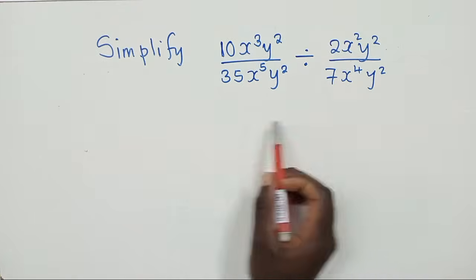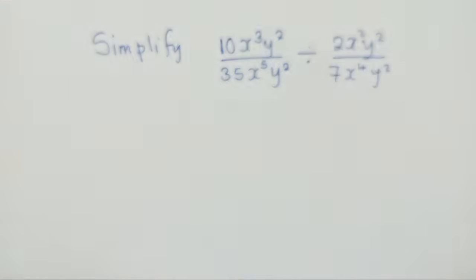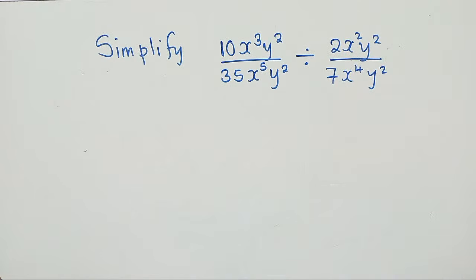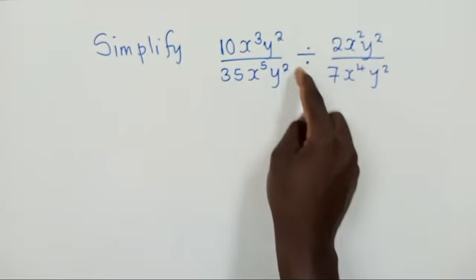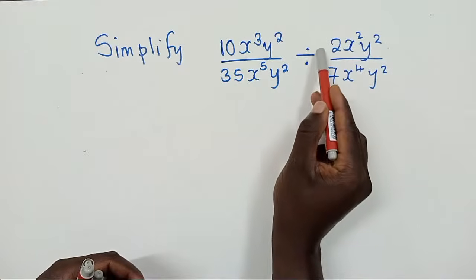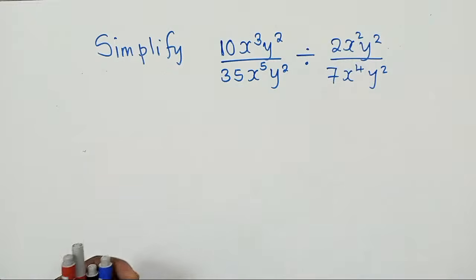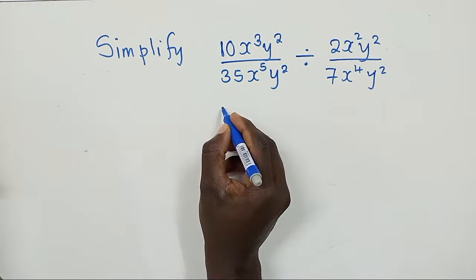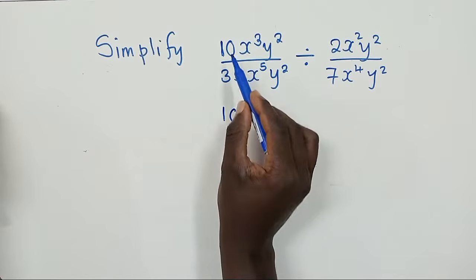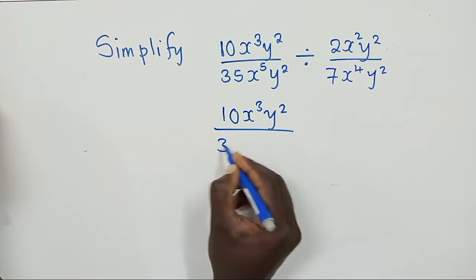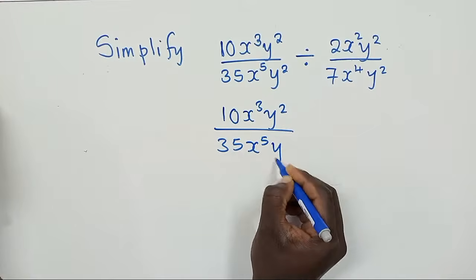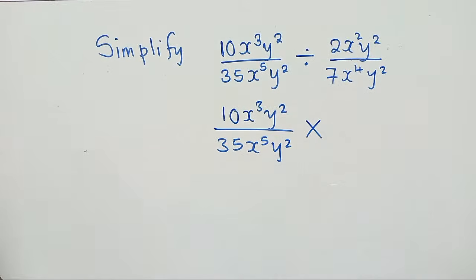So here, we've been asked to simplify. This is question 1, part A. So how do you simplify this one? The most important thing, because these are fractions, is to check the sign. In this case, we have a division. So when dividing fractions, you just copy the first fraction the way it looks. There is nothing much to do on the first one. You just copy it and change the sign to times.